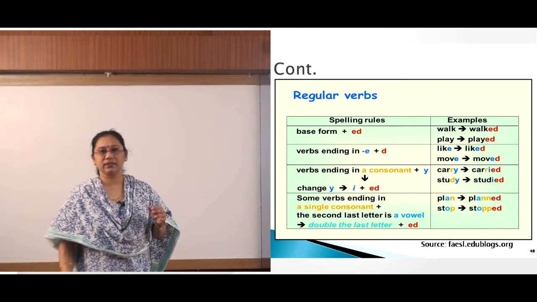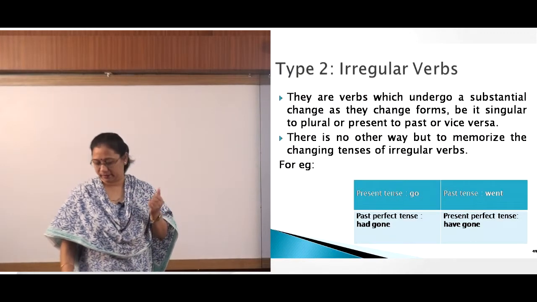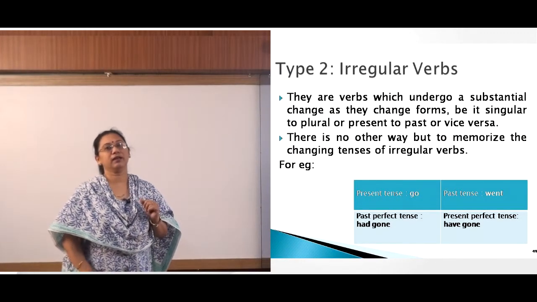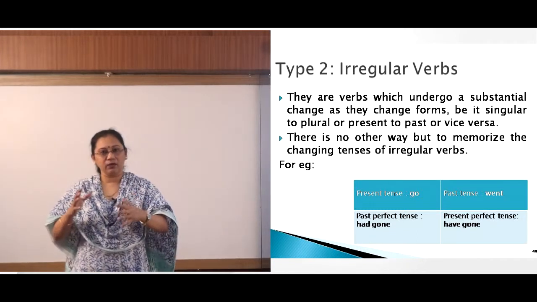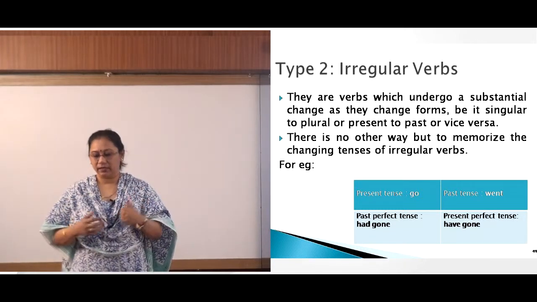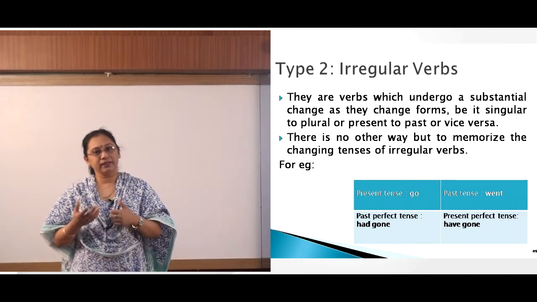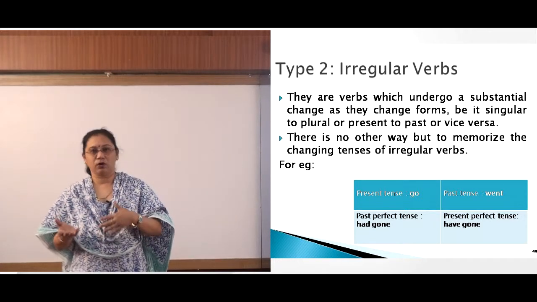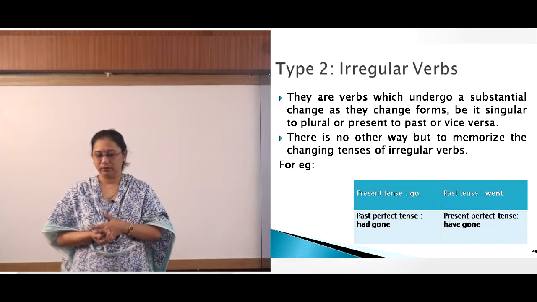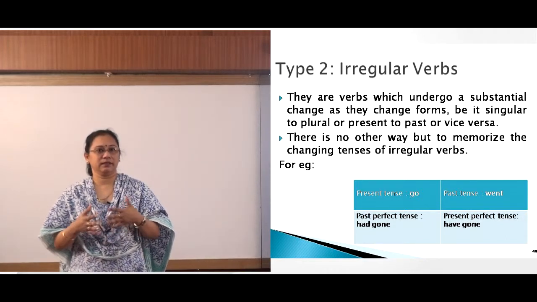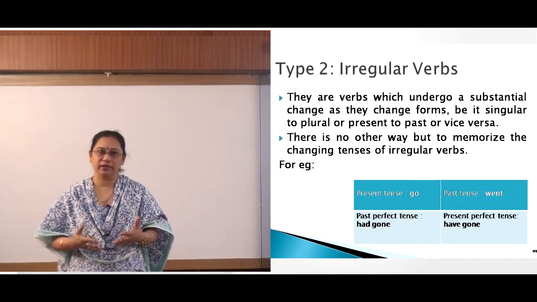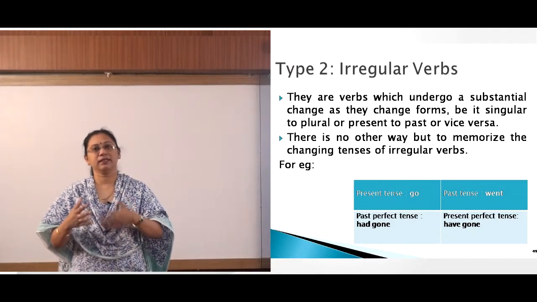Regular verbs exist in a different format altogether. So what are irregular verbs? Irregular verbs are those which undergo a substantial change, whether it is from the present tense to the past tense, or from the singular to the plural form. Now there is no other way to remember these irregular verbs but to memorize them, because the change is always there.